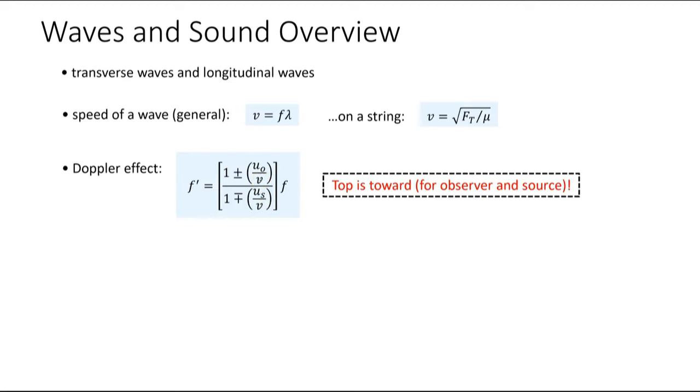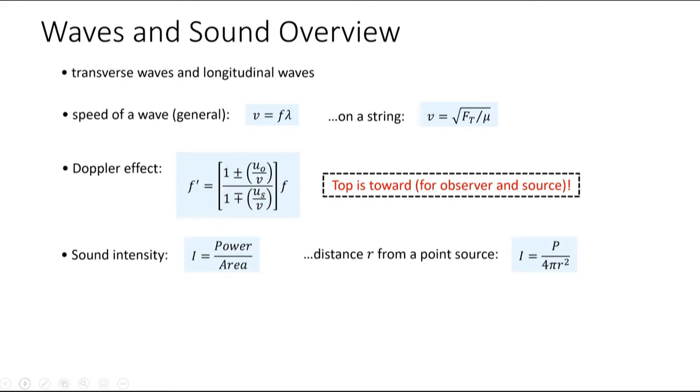All right, that proportionality constant between f prime and f also depends on the relative motion between the observer and the source. So in other words, is the source moving towards the observer? Is the observer moving towards the source? That dependence comes into play in how we choose the signs that are appropriate for our given situation inside this Doppler effect equation. Specifically, we remember that top is toward. If the observer is moving toward the source, you pick the top sign in the numerator, which is the plus sign. If the source is moving towards the observer, you pick the top sign in the denominator, which is the minus sign.